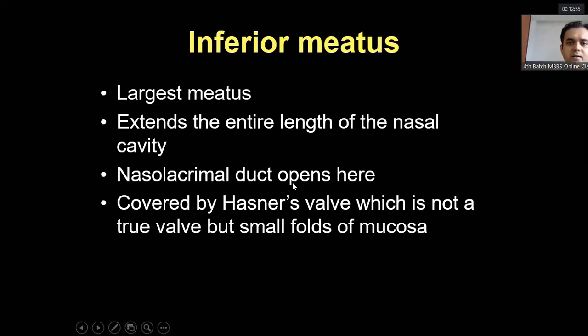After MBBS, when you're appearing in licensing exams, this question is usually asked: what opens in the inferior meatus? The options may be the lacrimal duct, the maxillary sinus, the frontal sinus, and things like that. And the answer is the nasolacrimal duct. Nothing other than the nasolacrimal duct opens here. It is covered by Hasner's valve, which is not a true valve but a small fold of mucosa.